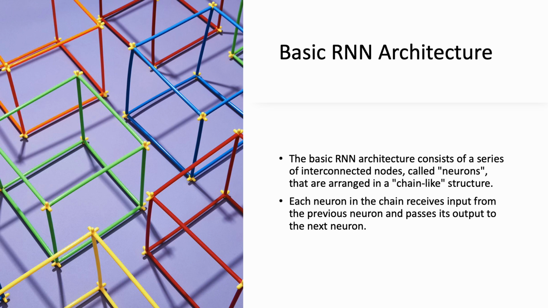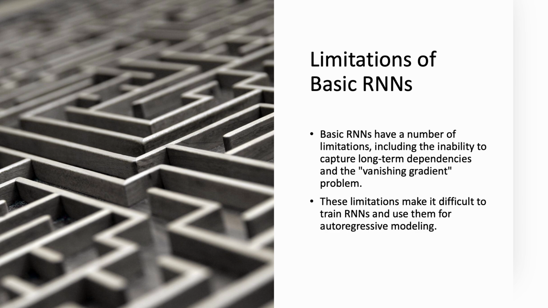The basic RNN architecture consists of a series of interconnected nodes called neurons that are arranged in a chain-like structure. Each neuron in the chain receives input from the previous neuron and passes its output to the next neuron. Limitations of basic RNNs. Basic RNNs have a number of limitations, including the inability to capture long-term dependencies and the vanishing gradient problem. These limitations make it difficult to train RNNs and use them for autoregressive modeling.